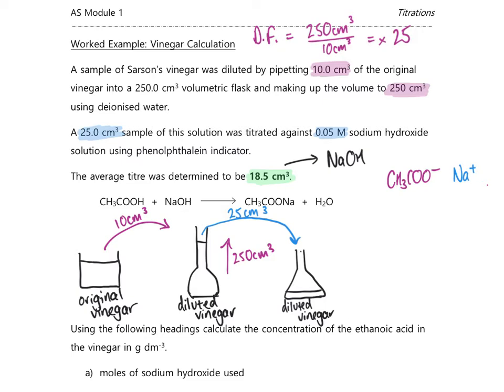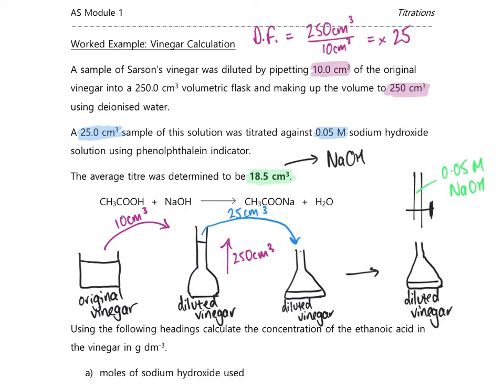So what do we then do with that conical flask? Well, we titrate it against our standard sodium hydroxide. We're told in our question that it is 0.05 molar sodium hydroxide, and that we need a titre of 18.5 centimetres cubed to neutralise the acid in the conical flask. So I think sometimes these diagrams are helpful to draw.